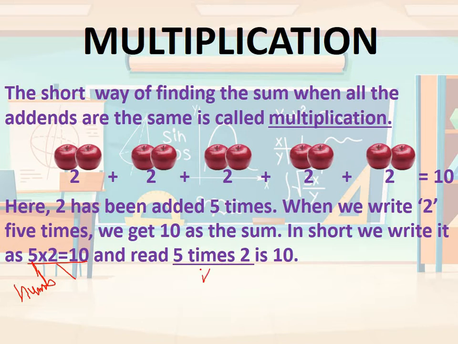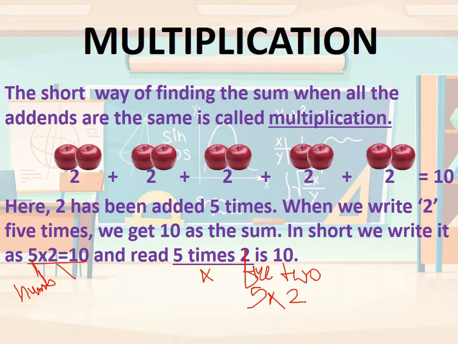Times means multiply. Some of them write 5 into 2. Correct. Here the 5 into 2 also means the same, 5 multiplied by 2. These are the basic things which you must know. So multiplication is known as repeated addition. We can read multiplication in this way also: 5 times 2, 4 times 7, 7 times 4, 3 times 6, 6 times 3, anything.